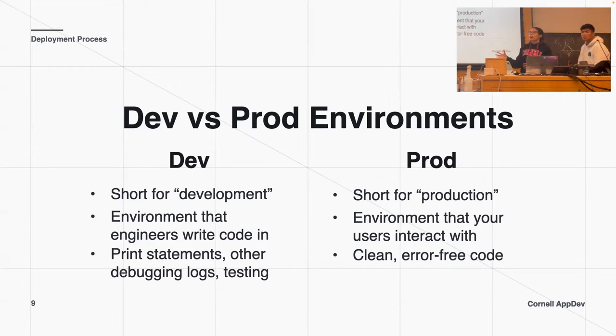Then there's the prod environment, which is short for the production environment. And this is the actual environment that the user or the consumer is going to interact with. Since the actual consumer is going to be seeing and using this environment, it has to be super clean, good style, no errors, no print statements, no nothing. It has to be the best style possible because this is what the customer is essentially going to be seeing. So dev and prod. Thus far, we've been working on dev, and we're going to talk about prod a little later on.